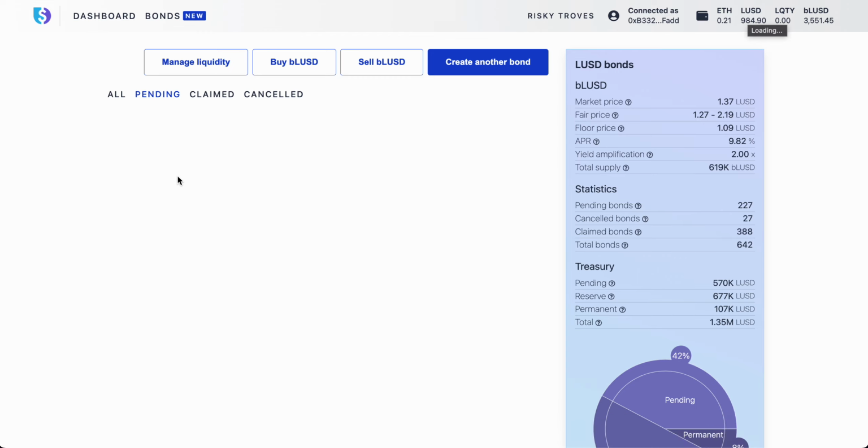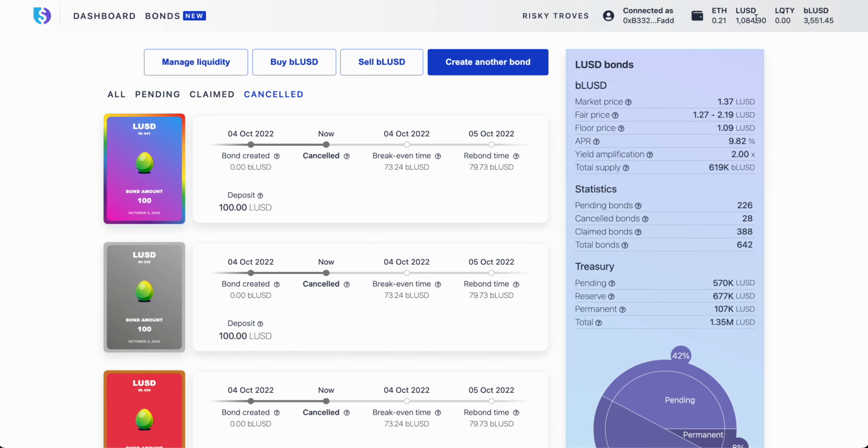Perfect, we're done. So we have no pending bonds. We claimed one and got BLUSD, and we canceled the other one. We got our LUSD back. So that's the basic bonding principle.